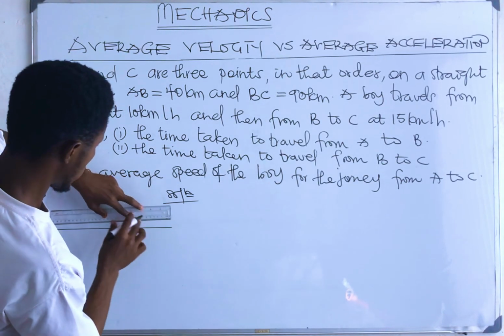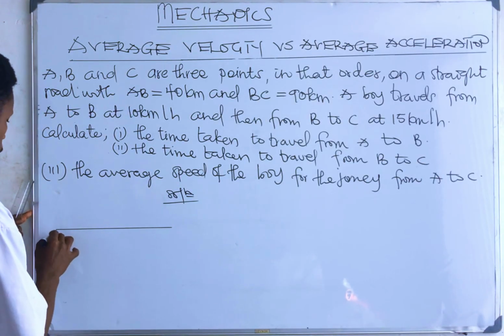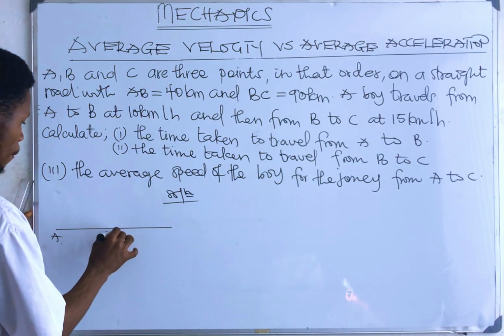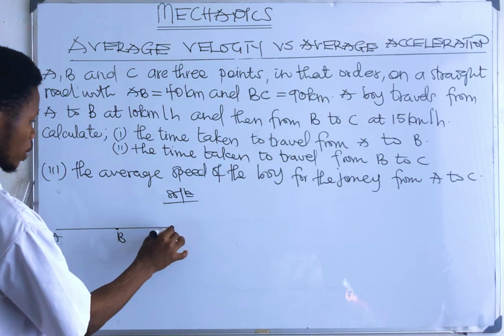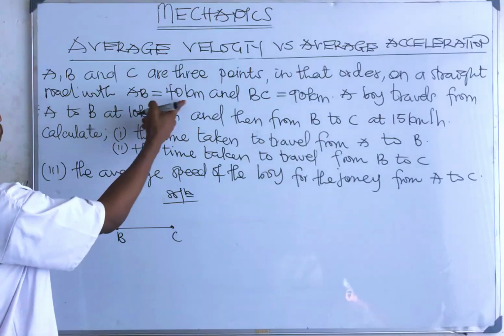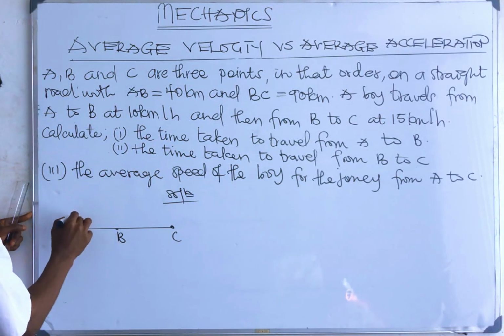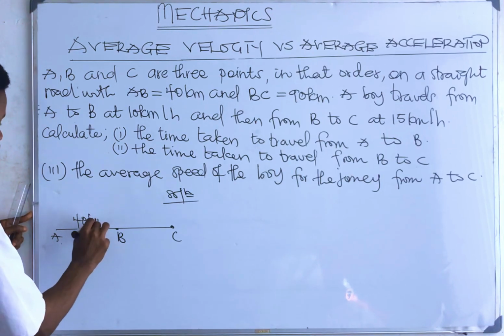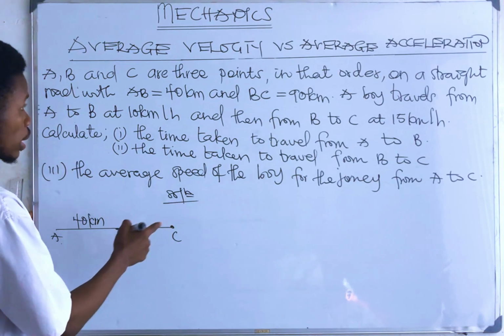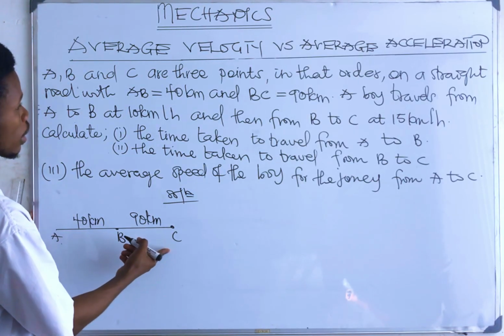So this is our road. So this is A, B, then C, okay? And they are saying that from A to B, we have 40 kilometers. So the distance from A to B is 40 kilometers. And B to C is 90 kilometers. This is not drawn to scale.